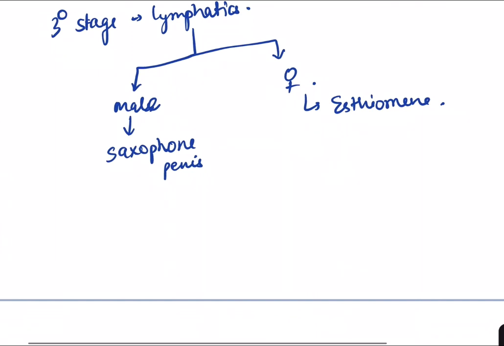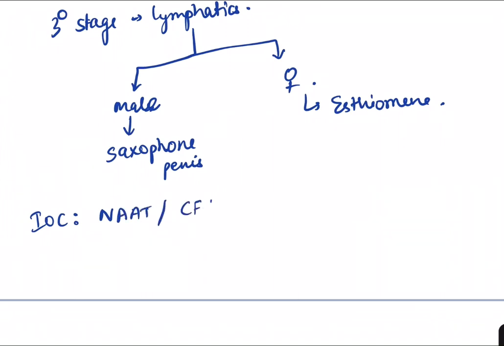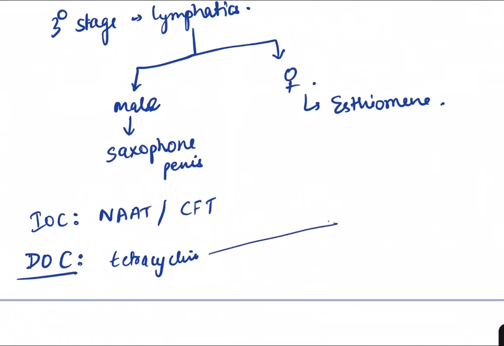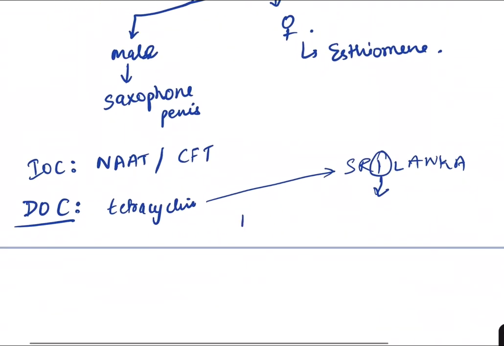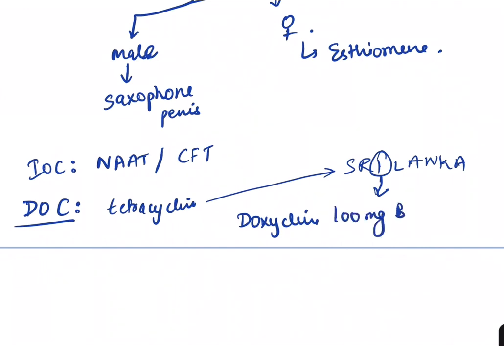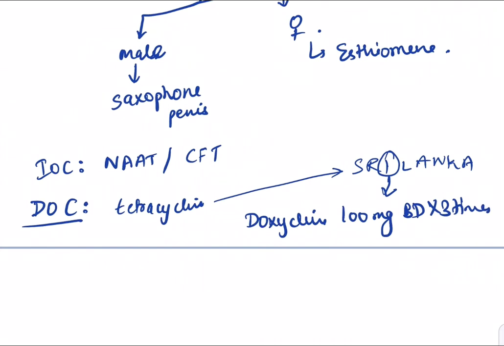Now for the diagnosis and treatment: the investigation of choice for LGV is NAAT and CFT, that is the nucleic acid amplification test, and CFT we have to do. What is the drug of choice? The drug of choice here is tetracycline. For tetracycline we remember the Sri Lanka trick, in which the I is used for inguinal ligament. So doxycycline is used here, 100 milligram BD.